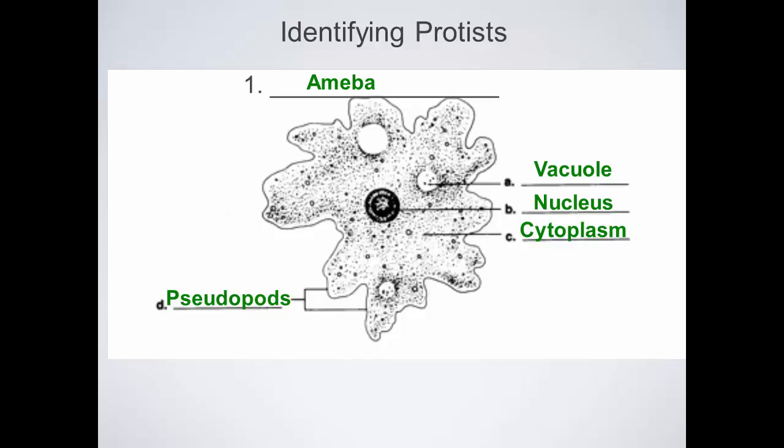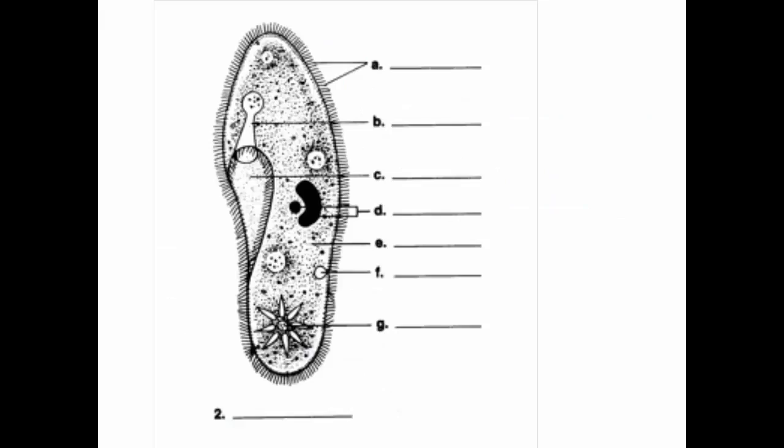Do we have to remember how to spell pseudopods? Which one is this? Yeah, it's shaped like a foot, with a hard outer shell, Jasmine. It is covered in cilia. This one is the paramecium.